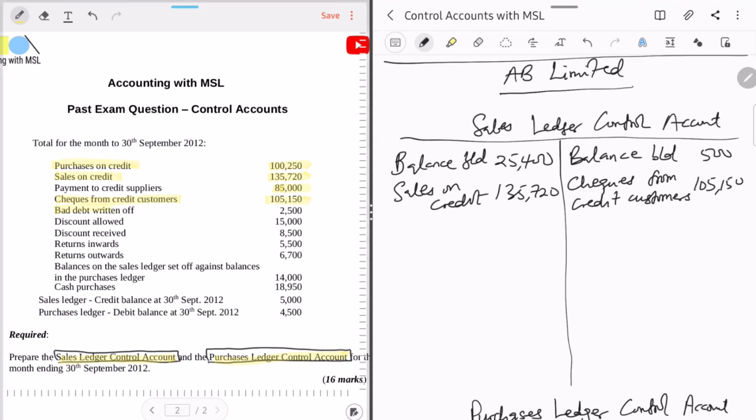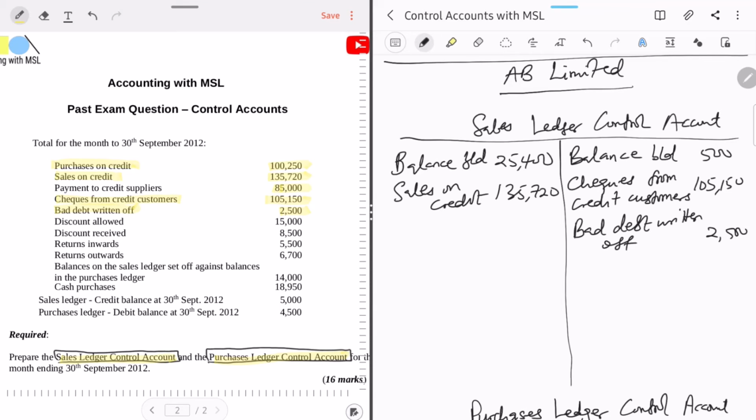The next is bad debt written off. We saw this in the first one. I told you bad debt is an expense, and it's an expense that relates to your sales ledger control account, or your receivables, or your debtors. So bad debt written off, I debit bad debt, then I come and credit my sales ledger control account. So bad debt written off, what's the figure?